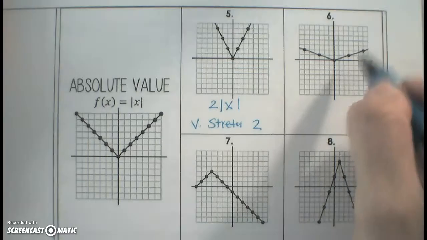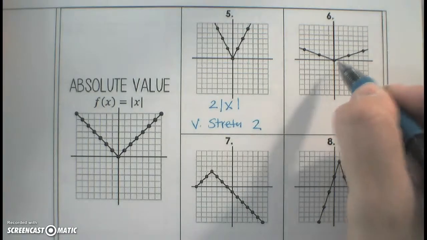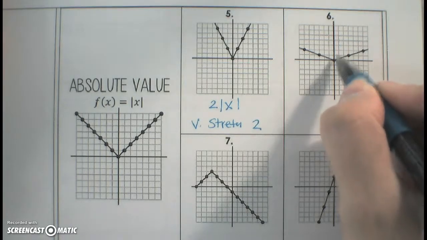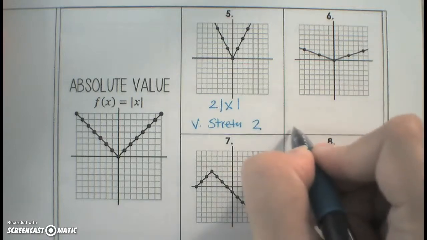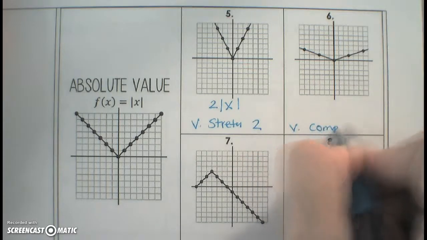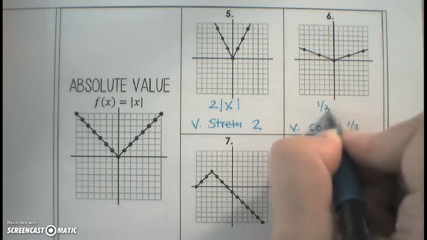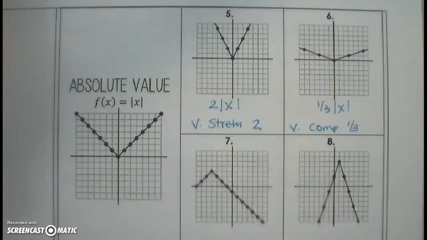This one is a compression vertically. It's pressing it down, and it looks like our slope is up 1 over 3, so that's a 1/3 compression, and that goes out front of our absolute value. Try those last two.